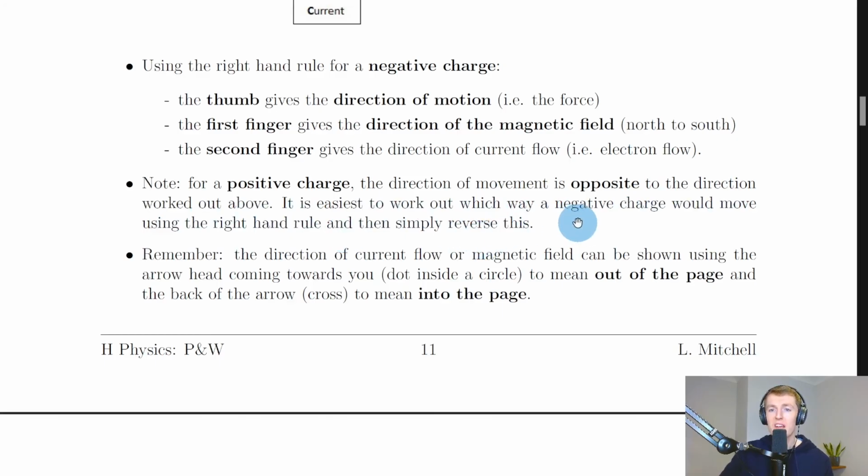You flip the direction. And lastly, just remember that the direction of current flow or magnetic field can be shown using the arrowhead coming towards you, which is like a dot inside a circle to mean out of the page or screen, and the back of the arrow or the cross to mean into the page or screen. So that's just a way of remembering which is which. If you think about a cross, that's like looking at the back of an arrow as it moves away from you towards the page or the screen. So a cross represents into the page, whereas a dot inside a circle could represent the front of the arrow coming towards you. So that is out of the page or screen.